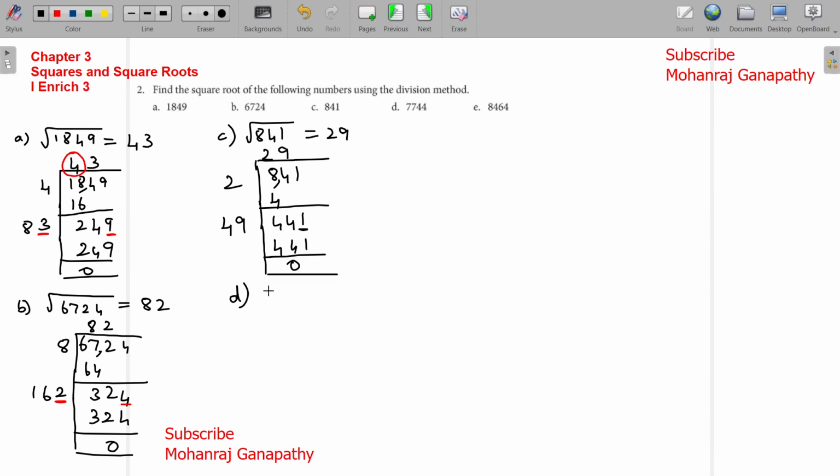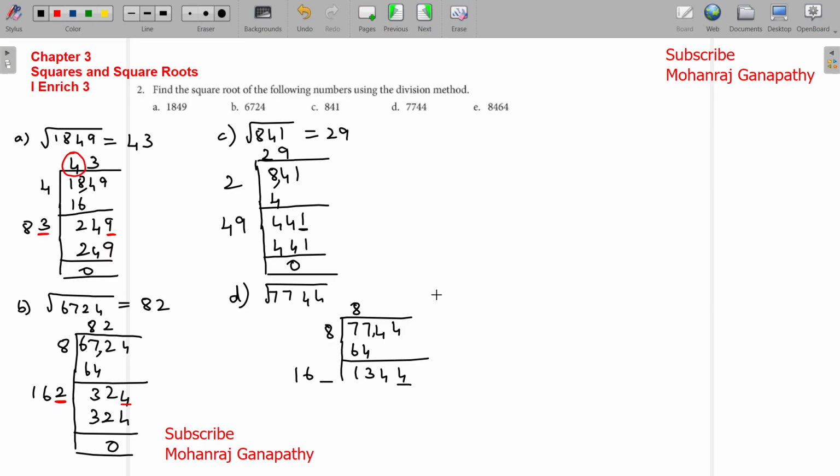D subdivision. 7744. Square root of 7744. So 2 digits separated. Now 8 8s are 64, 9 9s are 81. So we can go with 8. 8 8s are 64. 1344. 8 2s are 16. So last digit is 4.